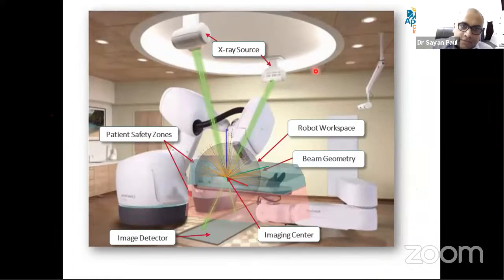You can see the X-ray sources mounted on the ceiling and the detector here on the floor. So in ExacTrac, the X-ray machine was on the floor, and the detector was mounted on the ceiling. So it takes images, like a stereoscopic image with two oblique images, it matches them and it gives you the shift.